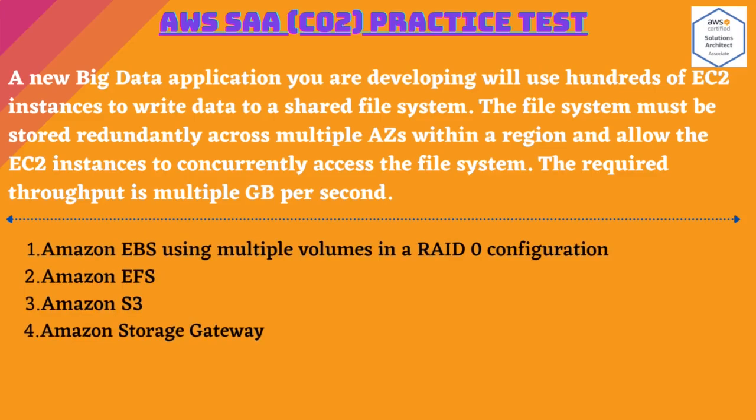Next question is, a new big data application you are developing will use hundreds of EC2 instances to write data to a shared file system. The file system must be stored redundantly across multiple AZs within a region and allow the EC2 instances to concurrently access the file system. The required throughput is multiple GB per second. From the options presented, which storage solution can deliver this requirement?